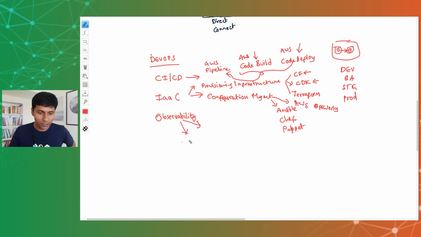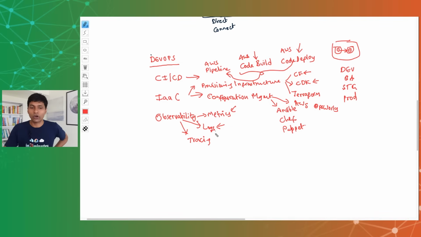So we have tracing, we have logs, and we have metrics. CPU consumption or CPU utilization on a specific EM, that's a metric. Logs which are coming from your applications, logs which are coming from your managed services, logs which are coming from your load balancers. These are all logs.